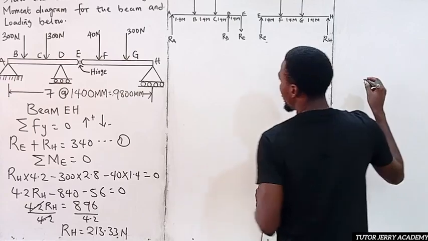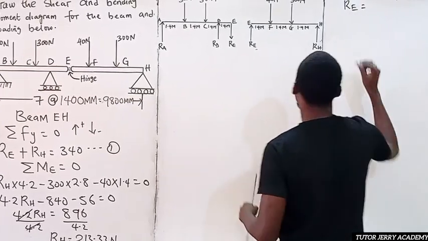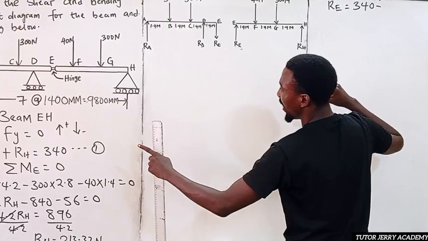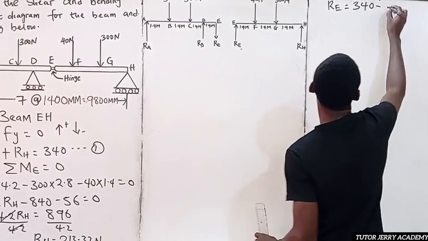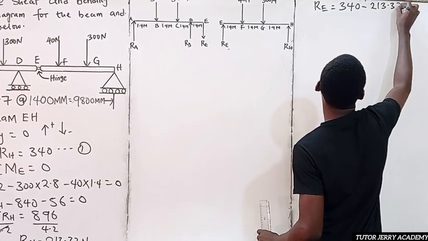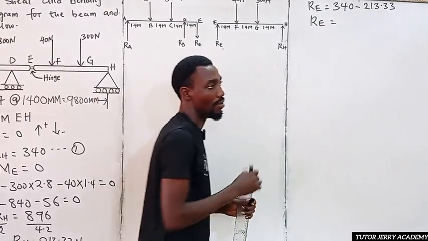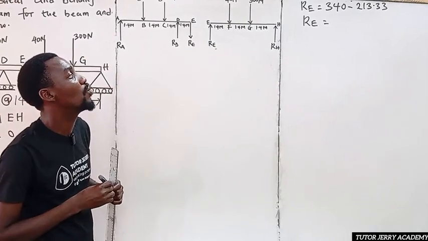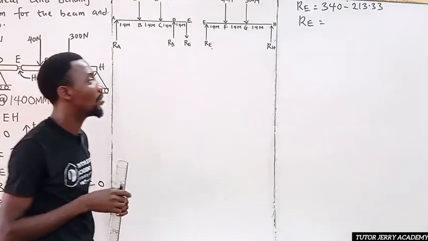So let's get our R_E. Our R_E will equal, from equation 1, 340 minus our R_H, and our R_H is 213.33. If you press this in your calculator, you are going to have 340 minus 213.33. You are going to have 126.67.